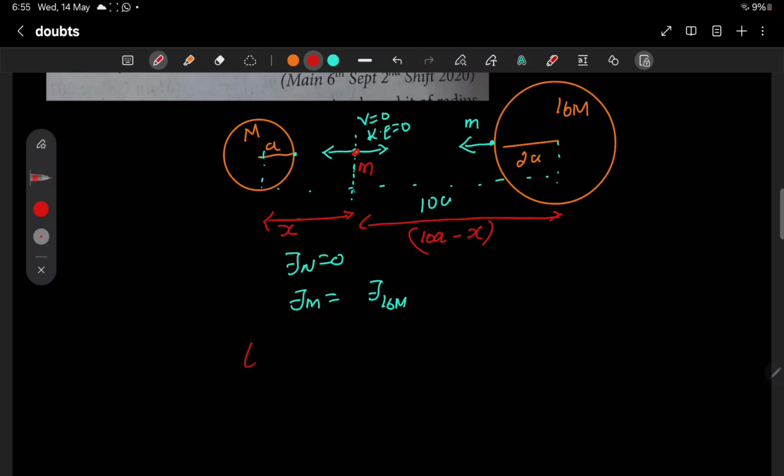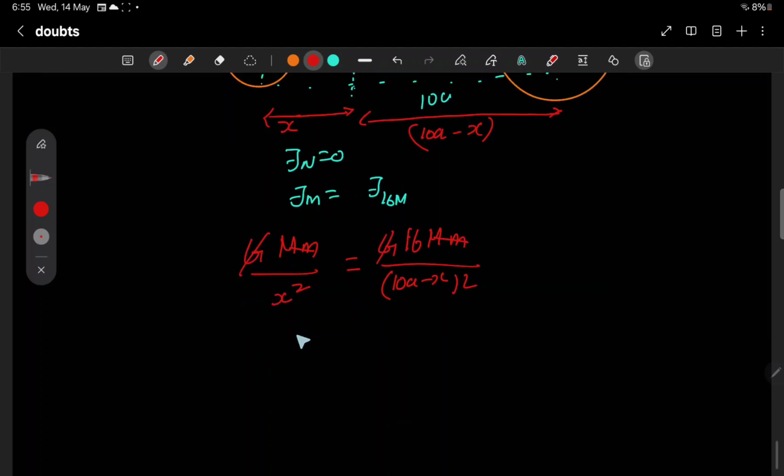So here I can say G m1 m2 by... your distance here is x, so x square should be equal to your G, bigger m is 16m, smaller m is small m, divided by this distance, which is 10a minus x whole square. So here G we can cancel.